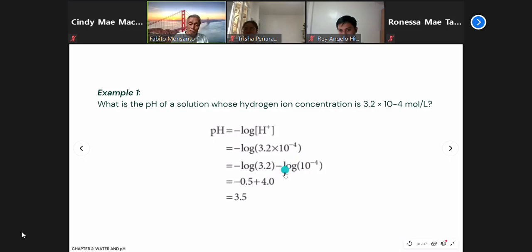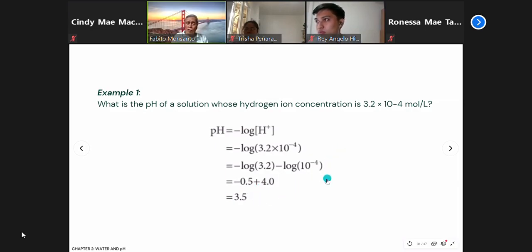And what is the log of 10 to the minus 4? It is the exponent itself. And the exponent is negative 4. And if you remove this, because that's negative, if you remove that, that becomes positive 4. Okay? So you have negative 0.5 plus 4 is 3.5. They have different signs, so you go into subtraction.